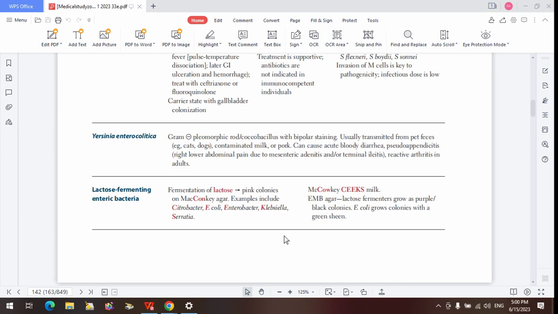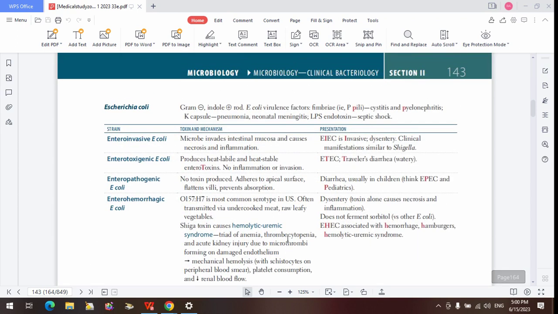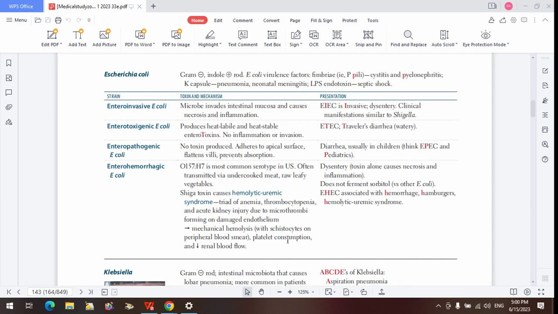Black colonies. This is tellurite agar. Tellurite agar, Corynebacterium diphtheriae. Black. And metachromatic granules, right? Yes, metachromatic granules, seen in our Loeffler medium.